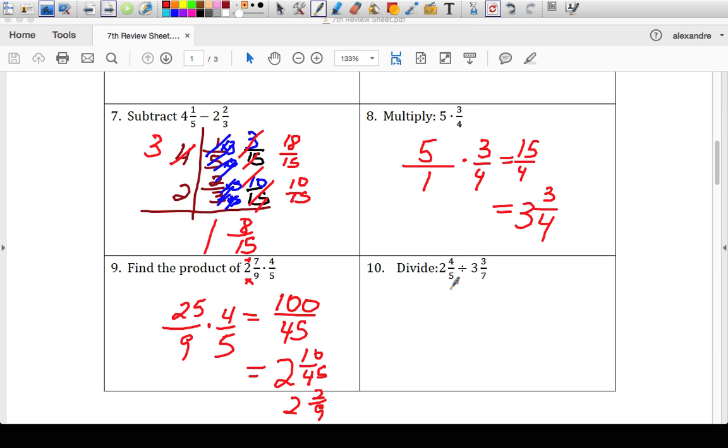Divide. Let's change this to a improper fraction. 5 times 2 is 10. 14 over 5. Divided by 21 times 3 is 24 over 7.